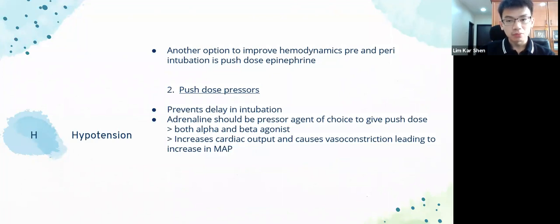Another option to improve the hemodynamics peri-intubation is push dose of pressor, which is adrenaline. Adrenaline possesses both alpha and beta agonist properties, which increase the cardiac output and cause vasoconstriction, leading to increase of mean arterial pressure.